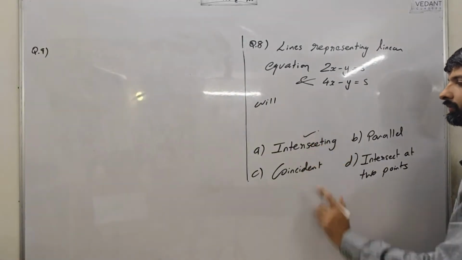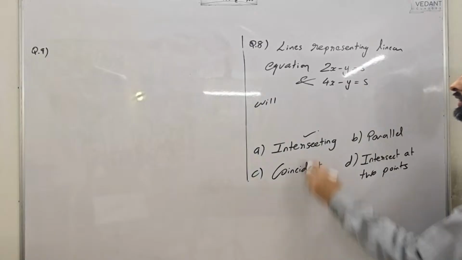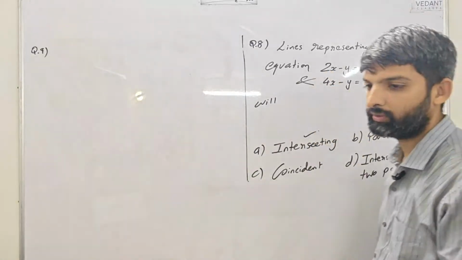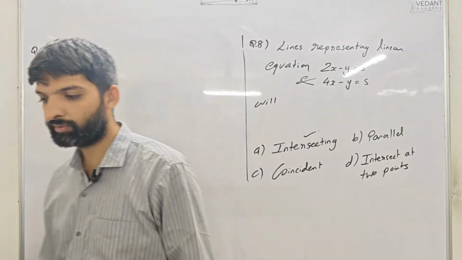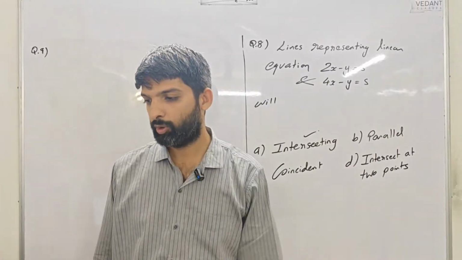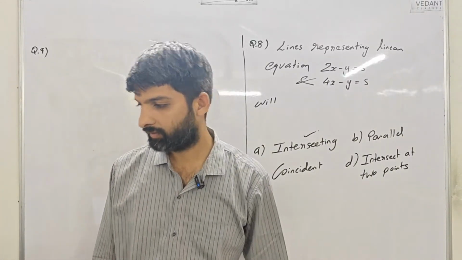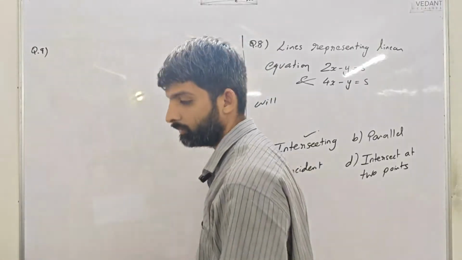So intersecting lines will be the right answer. Okay, ratio you can check. It is not same. A1 by A2 is not equal to B1 by B2. So intersecting will be the correct answer. Perfect. Let's see the question number 9.